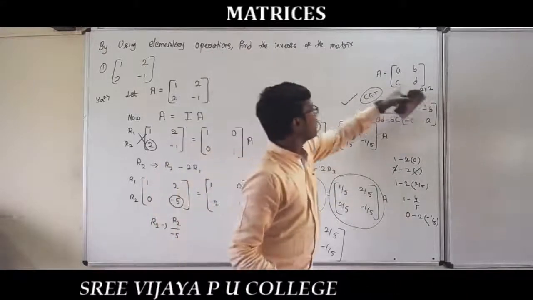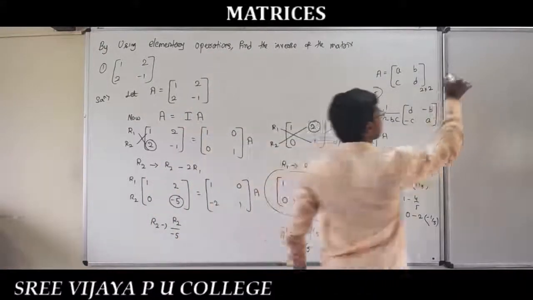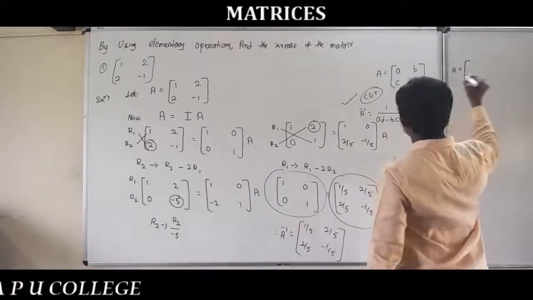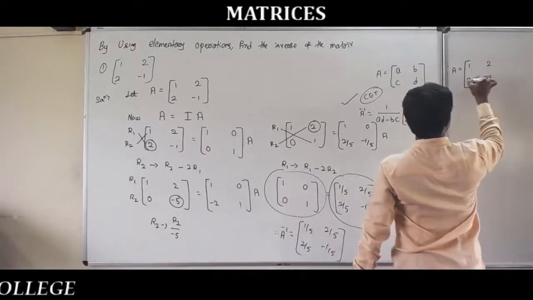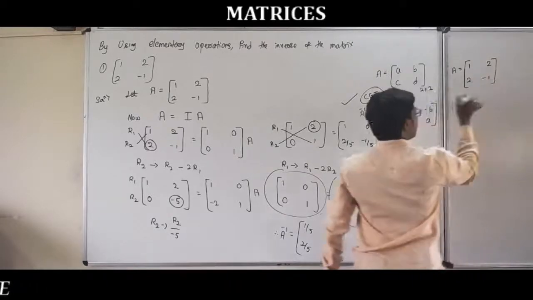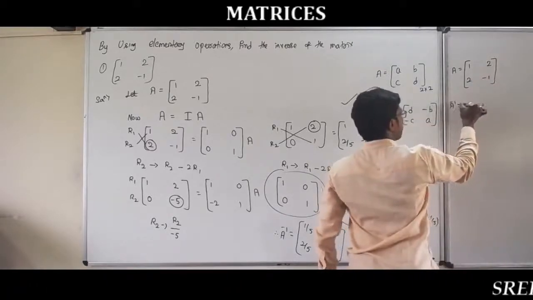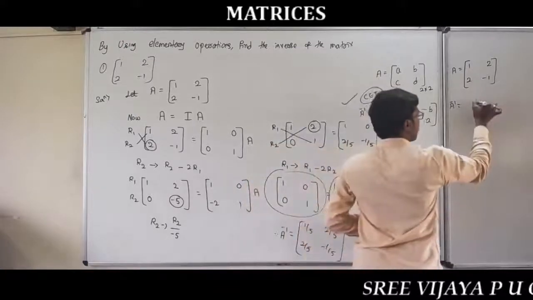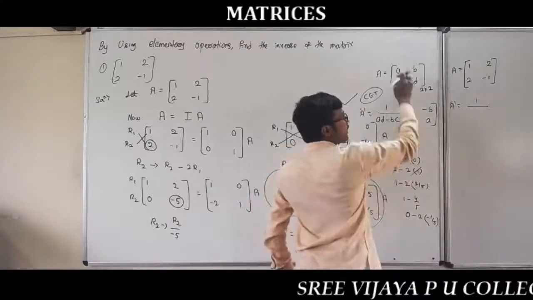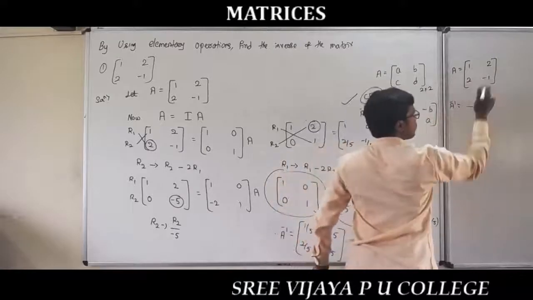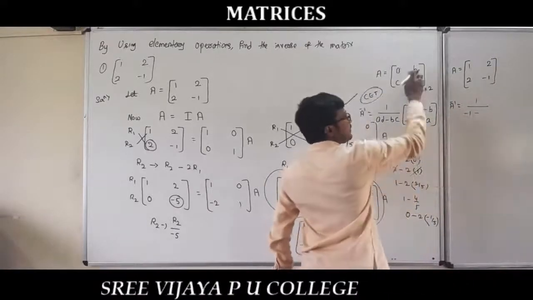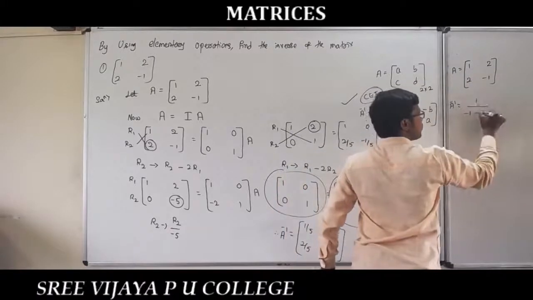Okay, so A is the given matrix. What is A? A equals 1, 2, 2, minus 1. To find the inverse, I told you the formula: 1 by AD minus BC. 1 by, what is A into D? Multiplying these two: 1 into minus 1 is minus 1. Minus BC means these two, so 2 into 2 is 4.